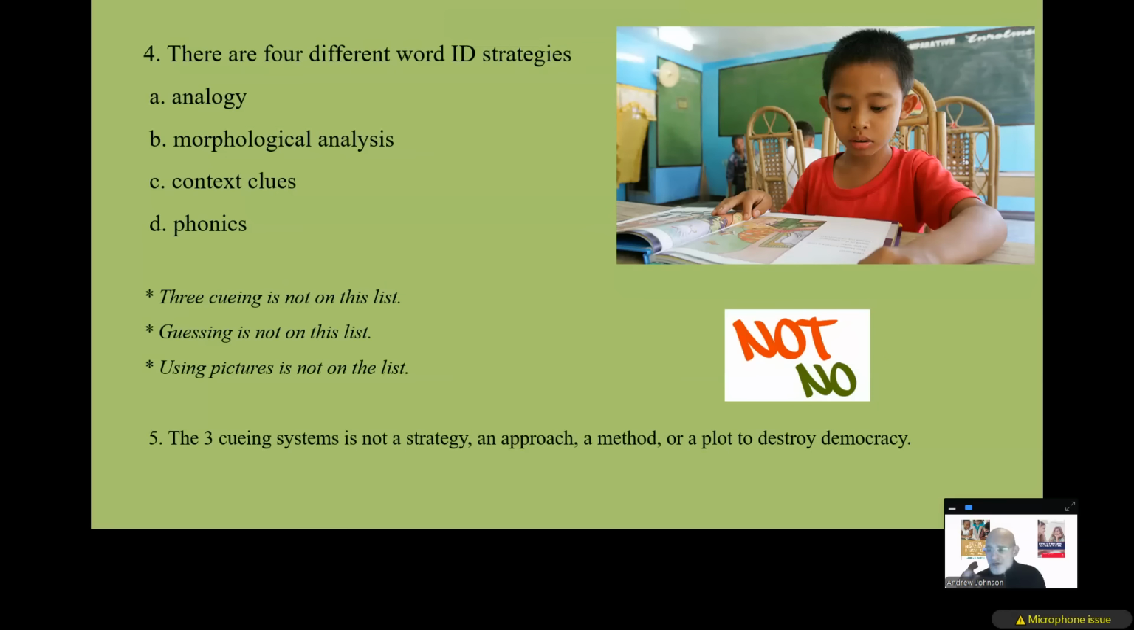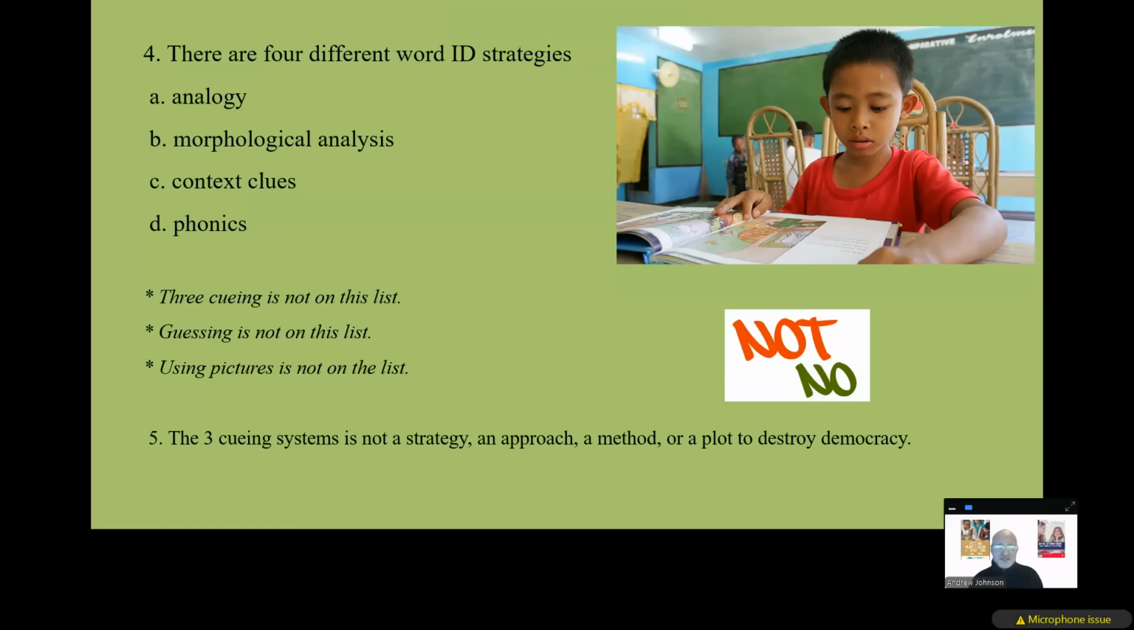There are 4 word identification strategies, or strategies used to identify words that you don't recognize. Analogy, looking for parts you recognize, or large unit phonics. Morphological analysis, or morphemic analysis: prefix, suffix, and roots. Context clues, clues on both sides, and phonics. And 3 cueing is not on that list. Guessing at words is not on this list. And using pictures is not on this list.